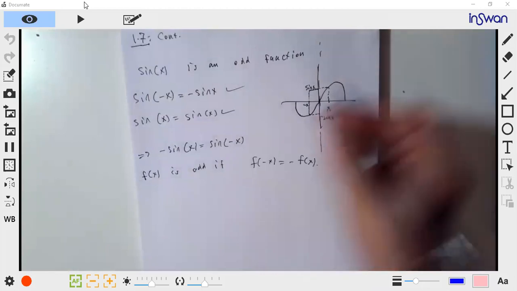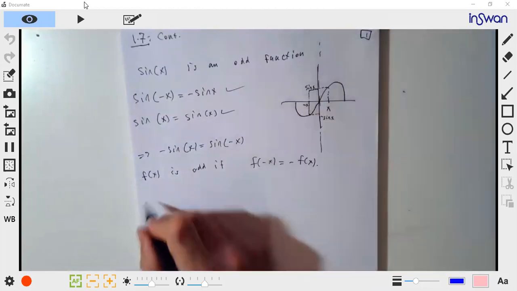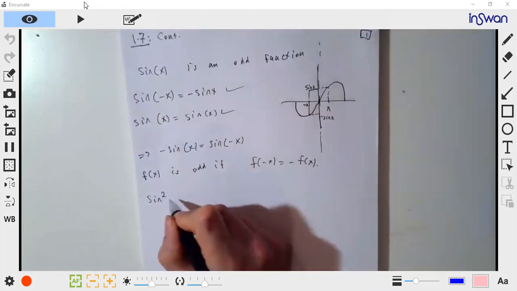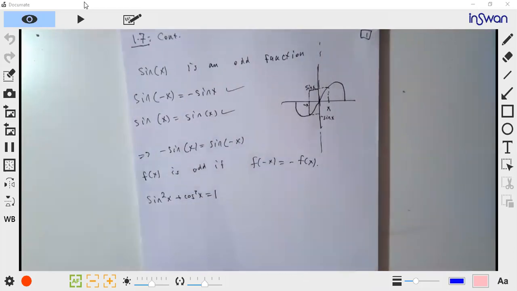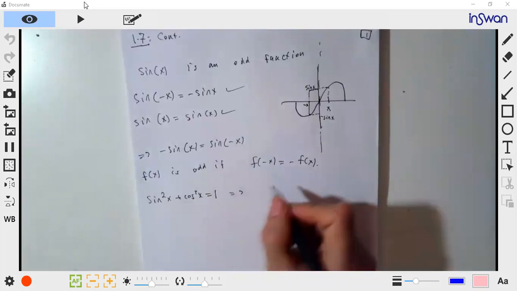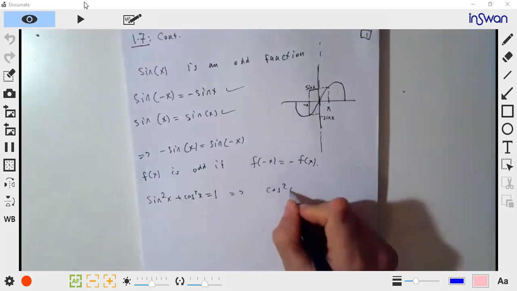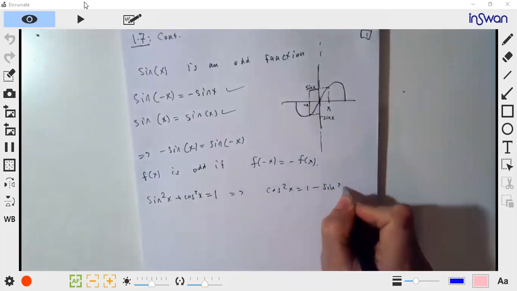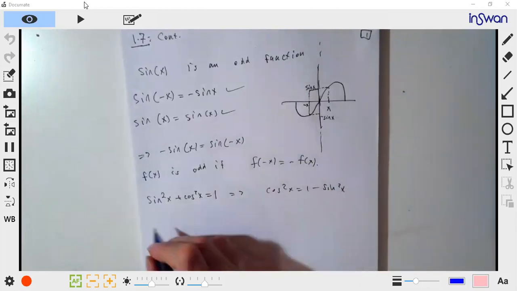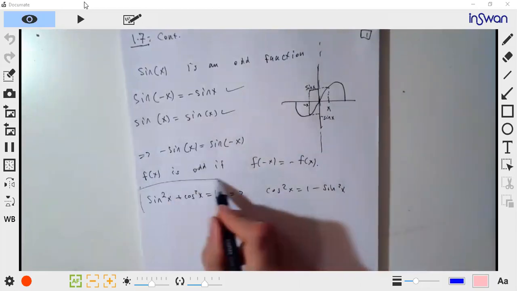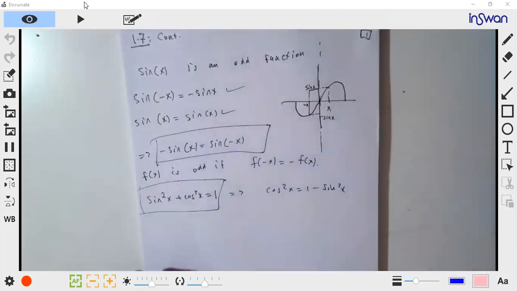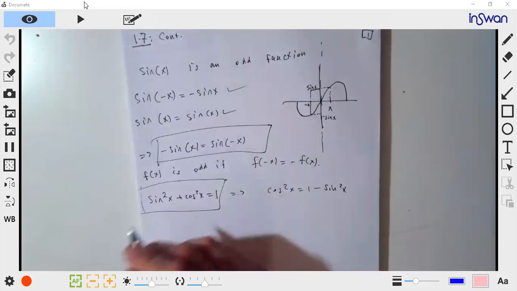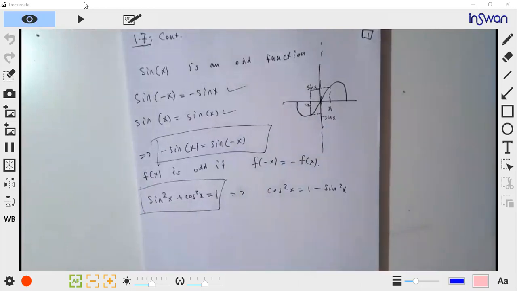Another piece of information we want to address is the Pythagorean identity. Sine squared x plus cosine squared x is equal to 1. Notice that if we solve for cosine squared x, we get 1 minus sine squared x. Another set of identities that is going to be useful in the proofs that the trigonometric functions are continuous is the sum and difference formulas.